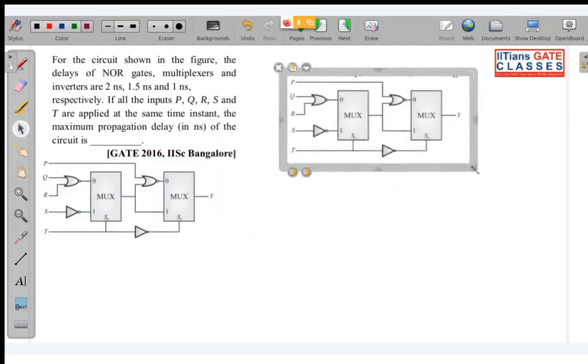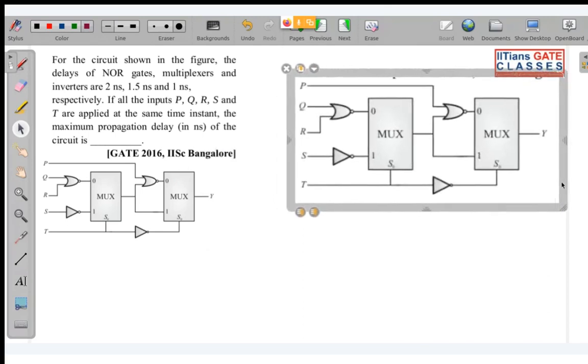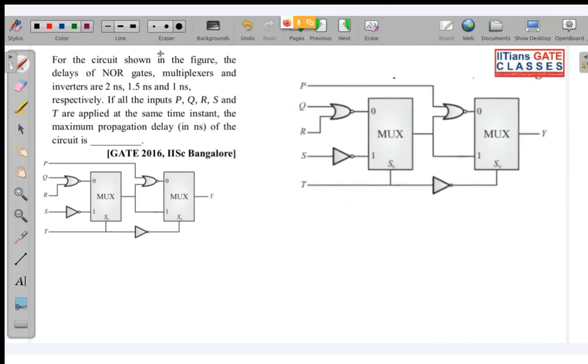Okay, maximum propagation delay. So look over here, it is given that NOR gates have a delay of 2 nanoseconds, and multiplexers and inverter have 1.5 and 1 respectively. The inverter has 1 nanosecond. So here it is asked maximum propagation delay.